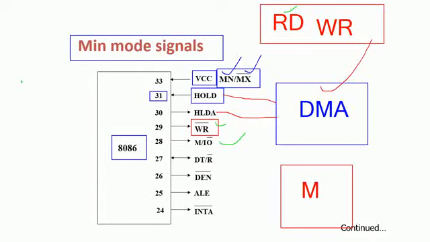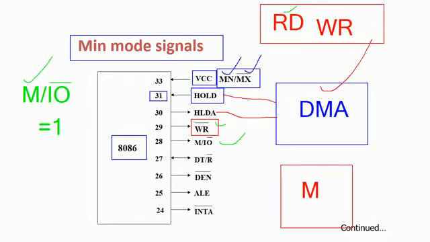If this particular M/IO bar pin status is a 1, then the microprocessor is performing the read operation or the write operation with respect to the memory, because memory is the active high signal. IO is the active low signal. Means if you are reading the M/IO bar status as a 1, then the microprocessor is performing the read write operation with respect to the memory.